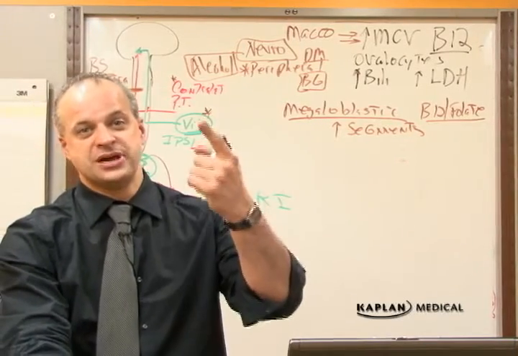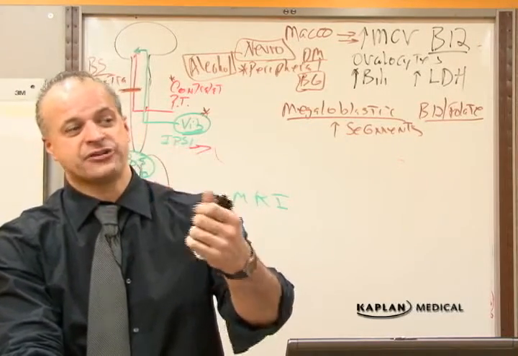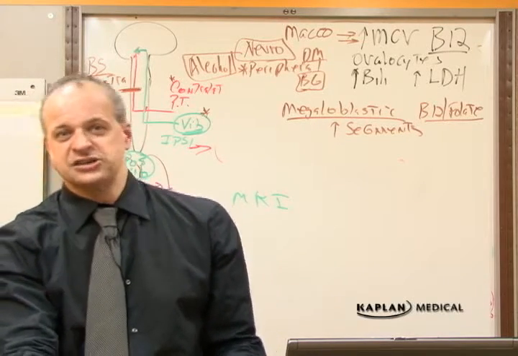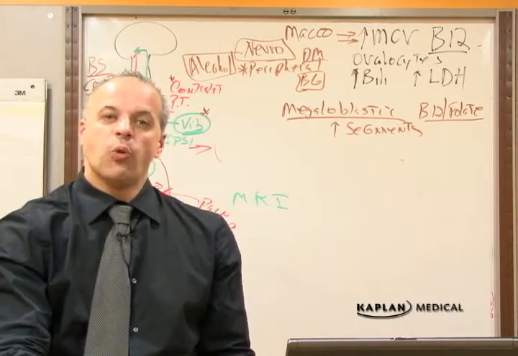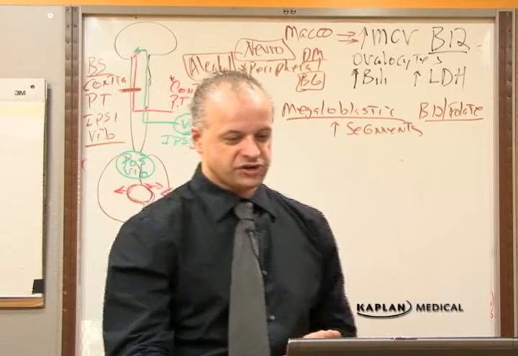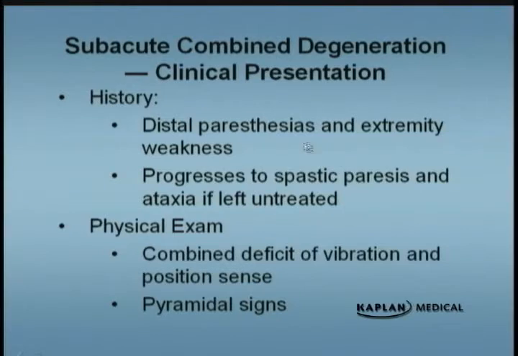What neurological manifestation can you get? Anything. Dementia, autonomic, and bowel, and bladder, and motor, sensory and cerebellar, cognitive and cranial nerve. What can you get? Anything. Well, why are we talking about subacute combined degeneration of the cord? Let's take a look here. Distal paresthesias is another way of saying peripheral neuropathy. Extremity weakness is another way of saying that vitamin B12 deficiency can do anything.